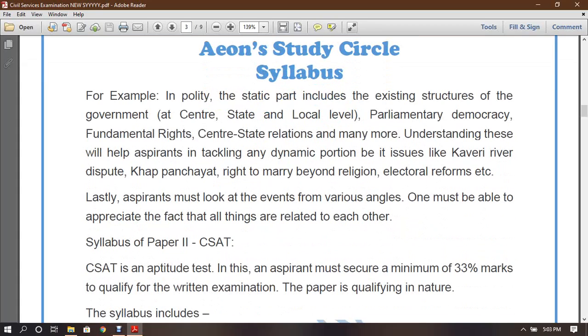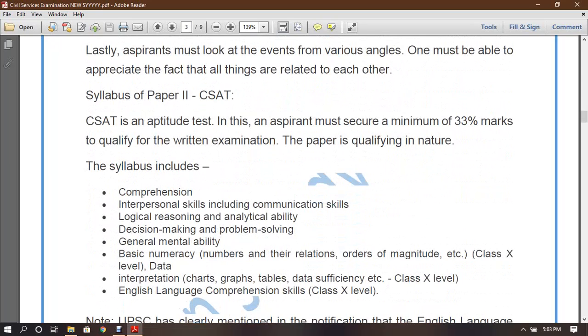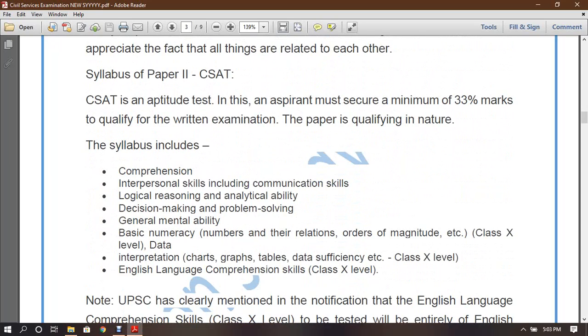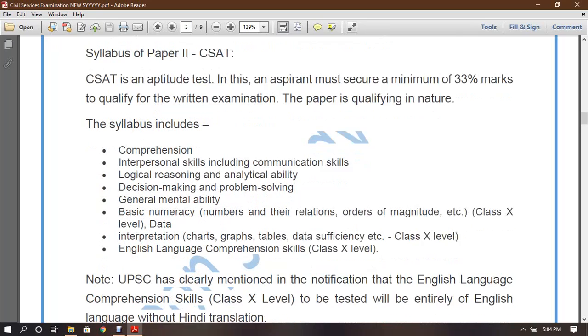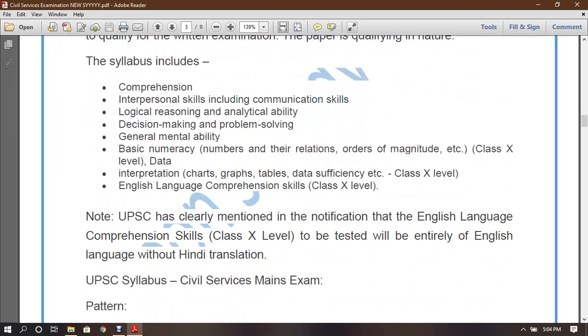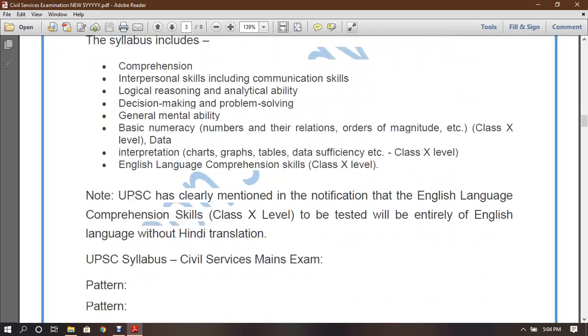The second paper is CSAT, an aptitude test. In this, the aspirant must secure a minimum of 33% of marks to qualify the written examination. The paper contains comprehension, interpersonal skills, logical reasoning, decision making, general mental ability, basic numeracy, interpretation, and English language. UPSC has clearly mentioned in the notification that English language comprehension skill is tested at the 10th level. It will be tested entirely in English, without Hindi translation.